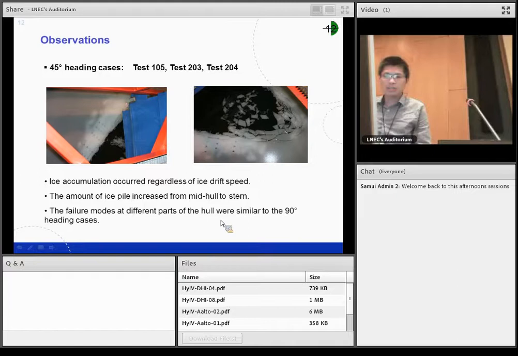Conclusions: for 0 degrees, no ice accumulation. For 90 degrees, ice drift speed matters, and the amplitude of the transverse force was very high. I remember it's about 20 meganewton in force scale. For 45 degrees, this ice filling mode is very similar to the 90 degree case, and the force level was also comparable to those of the 90 heading cases. But the ice drift speed effect is very minor.